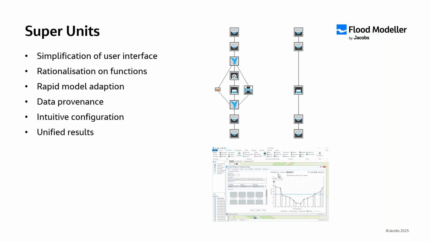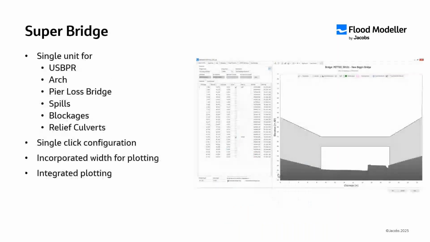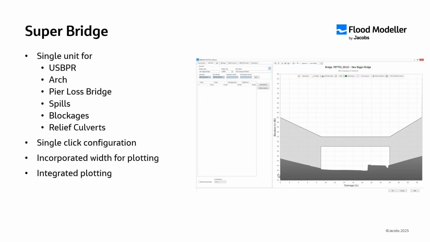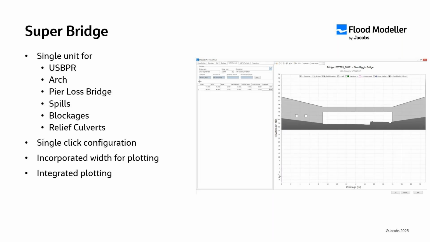With SuperBridge, with Integrated Bridge, we've got a single unit containing all that data. So it makes it far easier to build that model, gives you better data provenance, and makes it more intuitive to understand what's going on. So the Integrated Bridge includes inputs for USBPR, arch, and pier loss bridges, the 3 types of bridge we have. Spills, whether they be around the bridge or over the deck, blockage units, and relief culverts. And it's a single click configuration, which I'll show you in a second, and incorporates integrated plotting as well. So I'm going to jump into a demonstration of what this looks like, because I'm really quite excited about this.